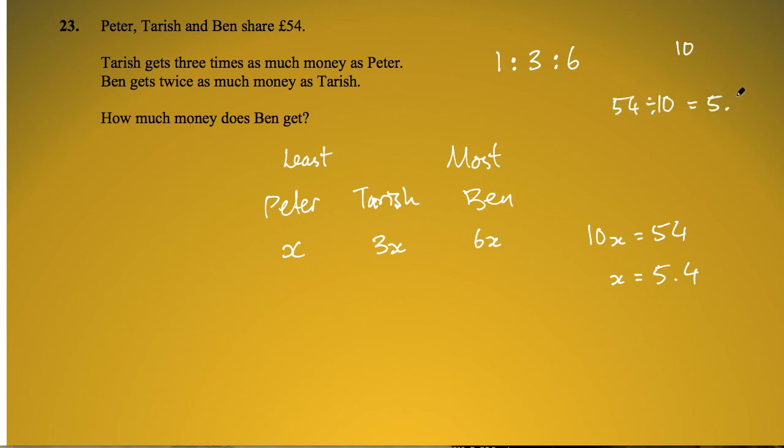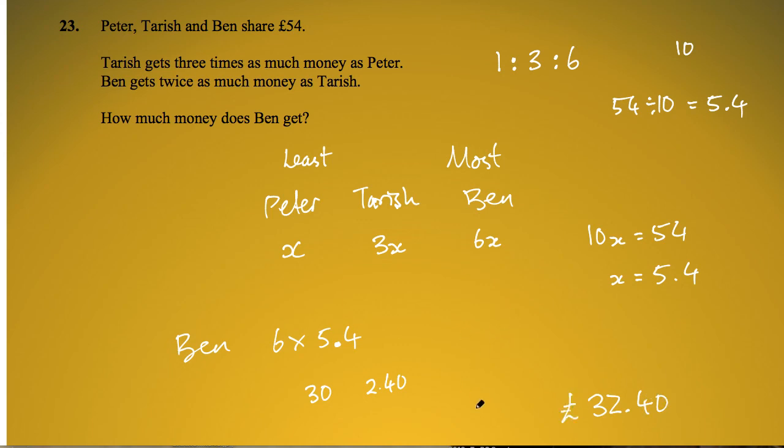Each share is 5.4. And now we need to look at what Ben gets. Ben is the 6 times amount. So Ben gets 6 times 5.4, 6 times £5.40. Let's have a look. 6 times £5 is £30. 6 times 40 pence, 6 fours are 24, so that's £2.40. So total £30 plus £2.40, £32.40 is what Ben gets.